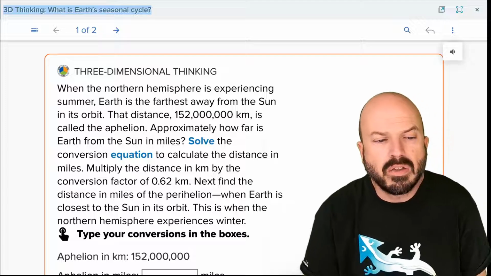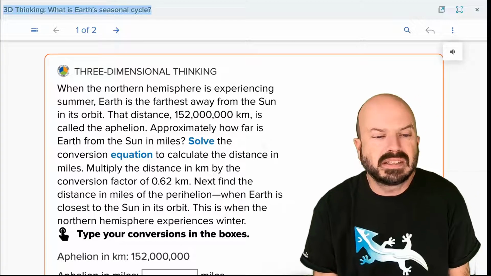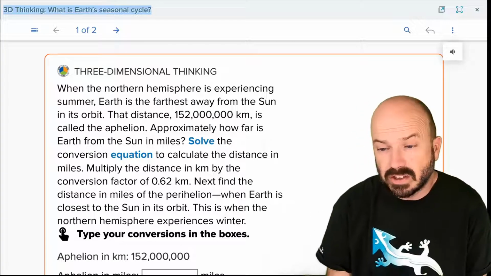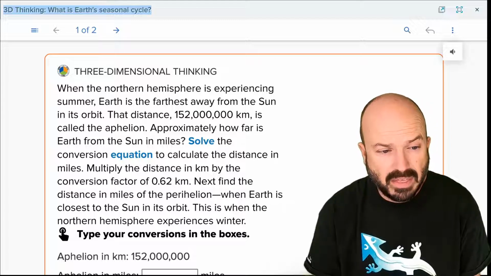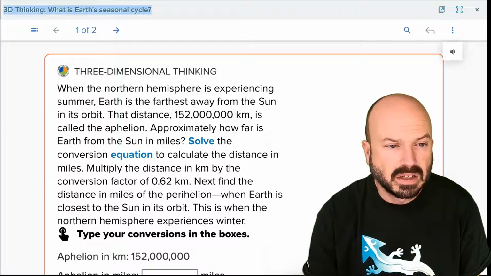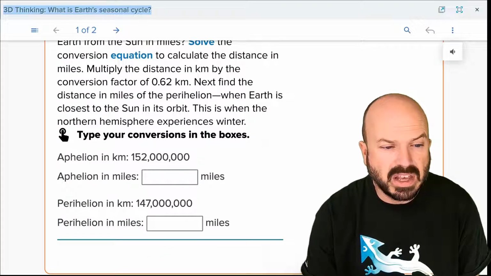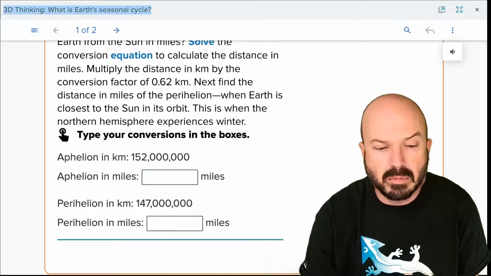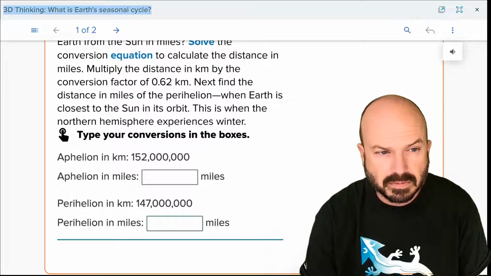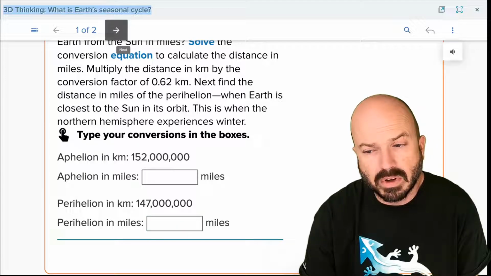So we know that if we multiply the distance in kilometers by a conversion factor of 0.62, that will give us the number of miles. Can you figure out the aphelion and the perihelion in miles? Answer those, and then we'll go on to the next one.